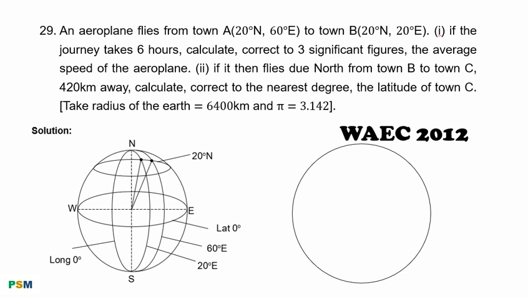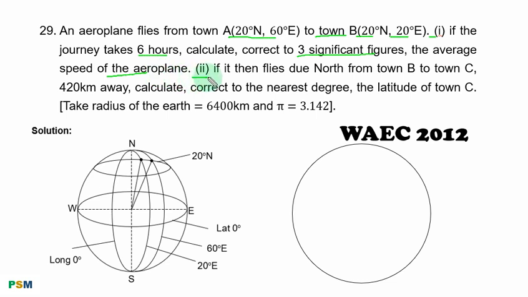Example 29. An aeroplane flies from town A on the given latitude and longitude to town B, latitude 20 degrees north, longitude 20 degrees east. Roman figure 1. If the journey takes 6 hours, calculate correct to 3 SF the average speed of the aeroplane.